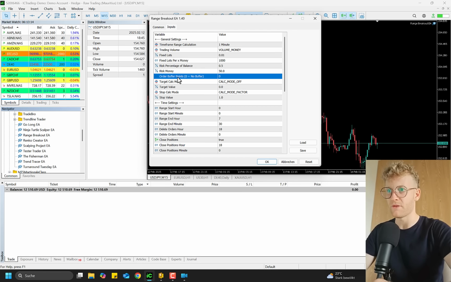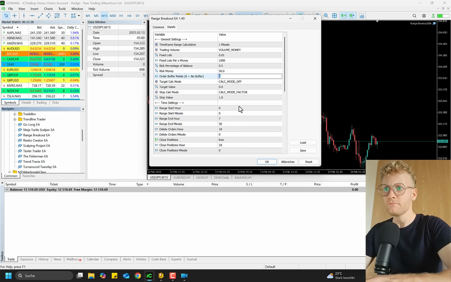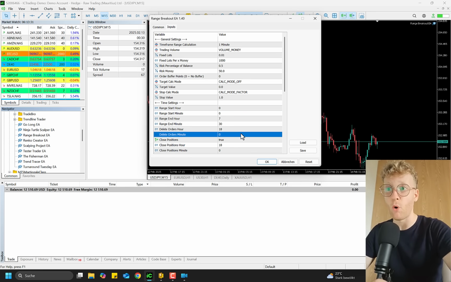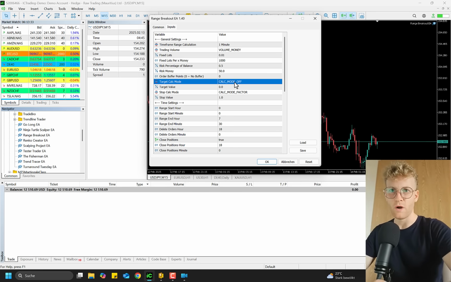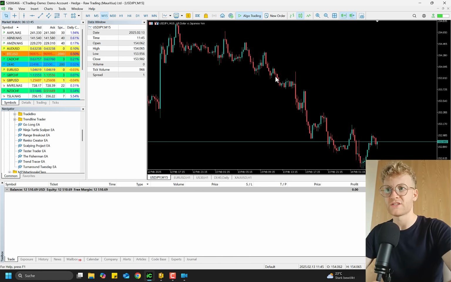Then we have the order buffer points, which means that if we choose any value greater than 0, the stop orders that we saw in the simulation before are not placed exactly at the upper or lower end of the range, but instead with a little margin. We could say we want to put it like 10 points above or below the range. And 1 point, by the way, in MetaTrader terms, is always the smallest price change, the smallest price change in the last digit after the decimal point.